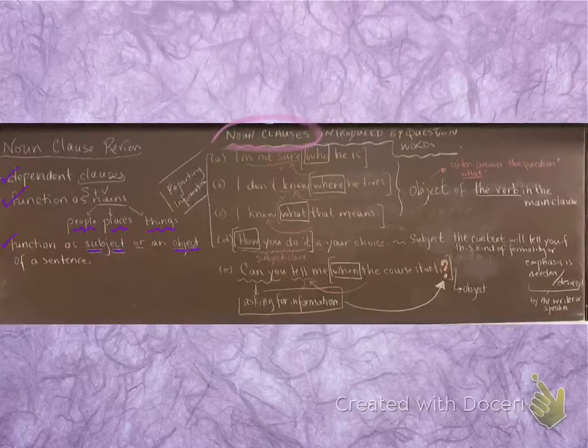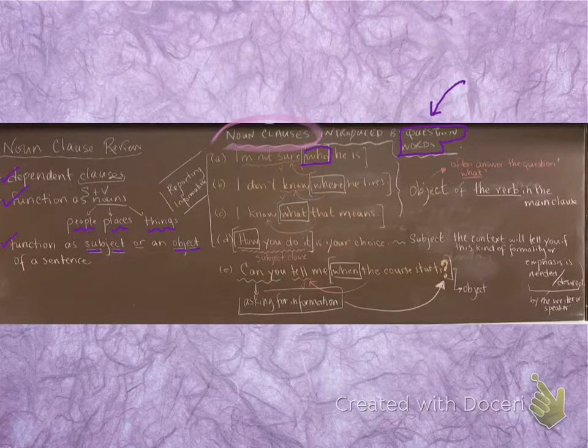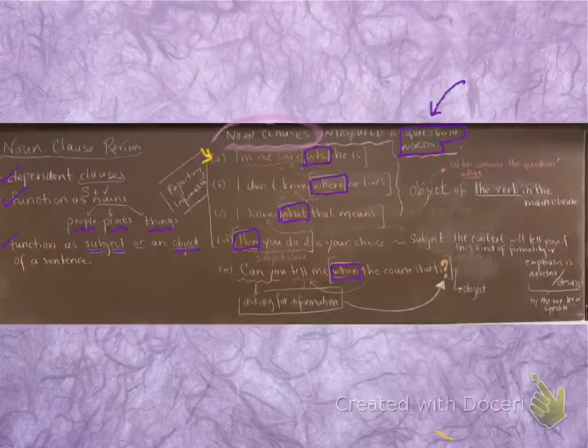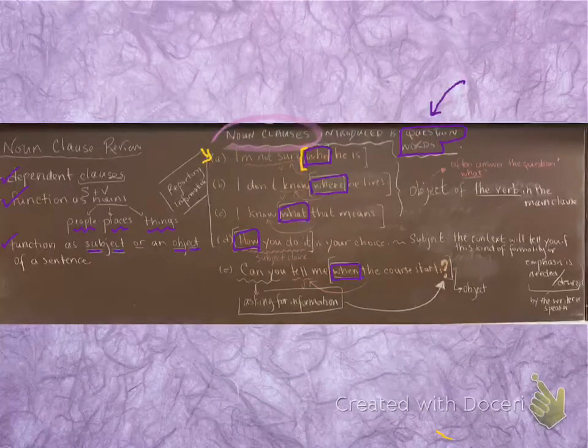All right, so let's start by looking at noun clauses that are introduced by question words. And so the question words are words like who, where, what, and how. I think there's a when down here. Yep, and here's a when as well. Okay. So when we look at these sentences, what we see is for A, okay, I'm not sure who he is. Okay, so who he is, that's the noun clause.